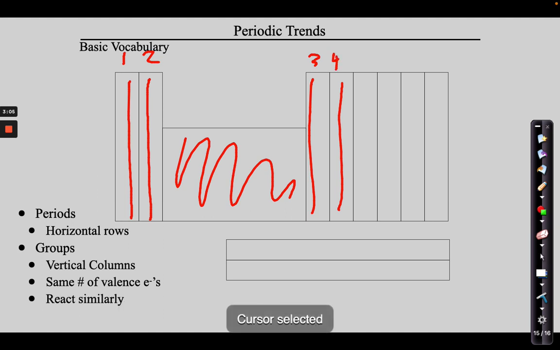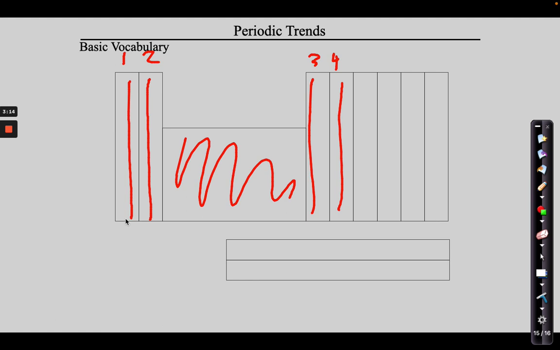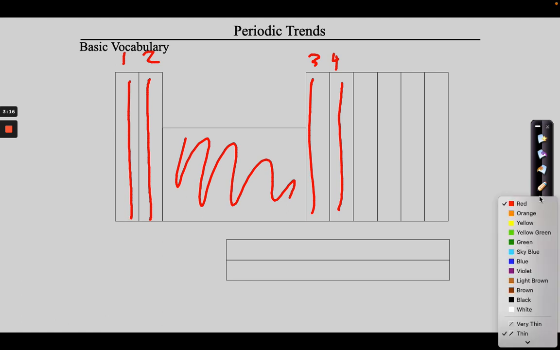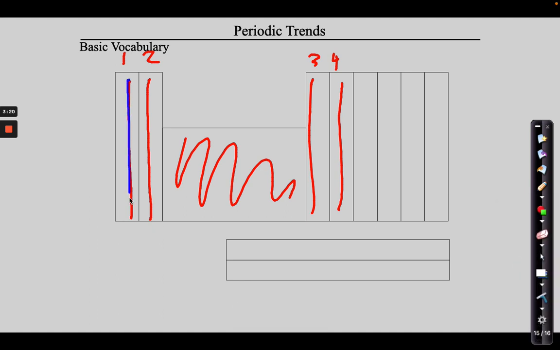And because they all have the same amount of valence electrons, they all react similarly, right? We've talked about how these guys react in this first row. In this first row, when these get dropped into water, what happens? Boom, right? They blow up, right?